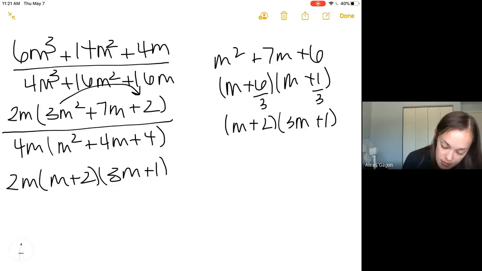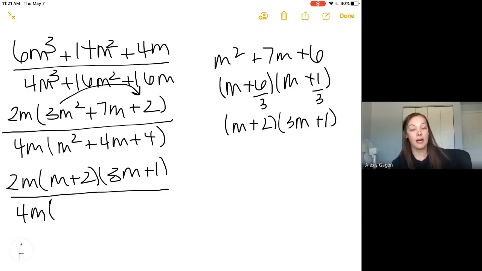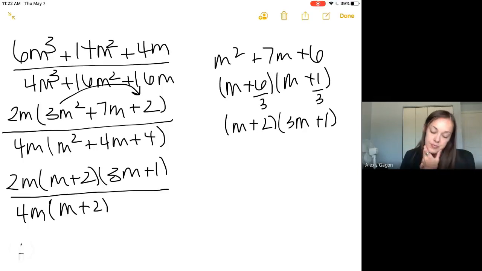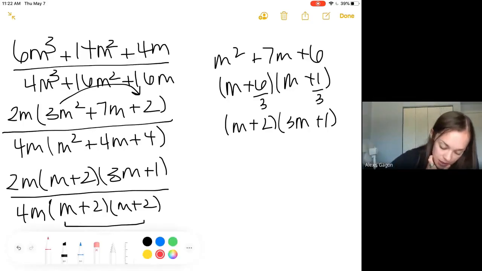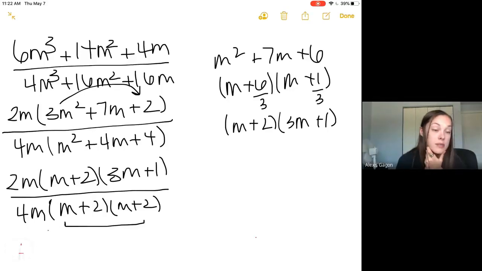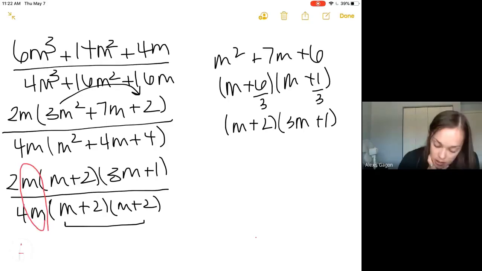The bottom, we still have that 4m. This is easier to factor. What multiplies to 4 and adds to 4? Well, it's 2 and 2. So this is going to be m plus 2 and m plus 2, which is going to do something weird to our equation here. I'm glad you asked this. So now it looks like we have 2 holes, but we really only have 1, and I'll show you why. We have this hole right here from the m's, and then we also have this m plus 2.